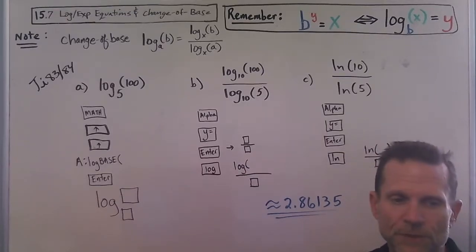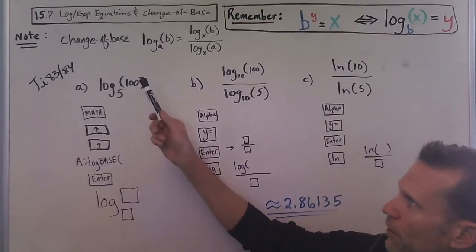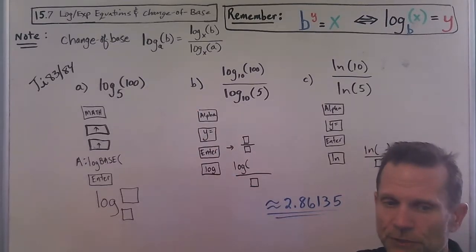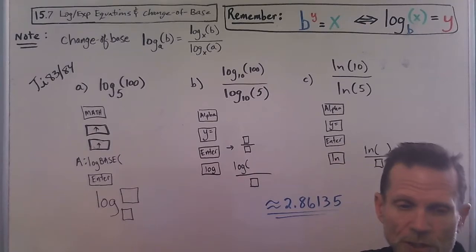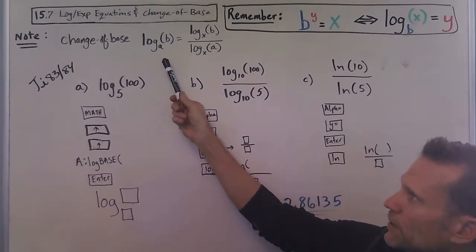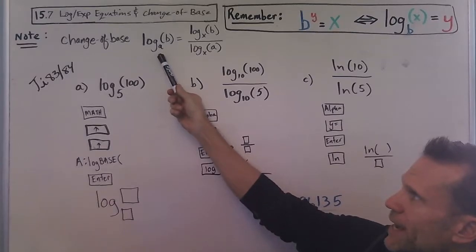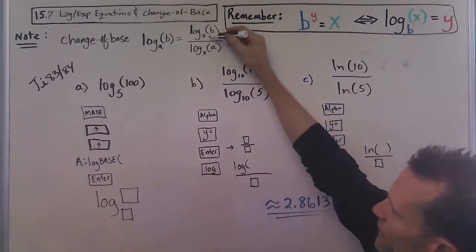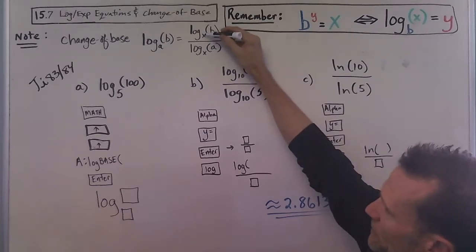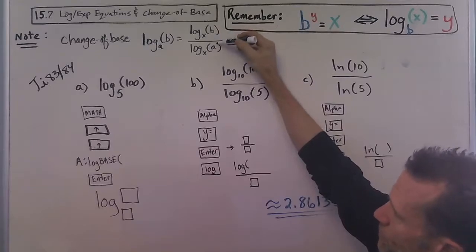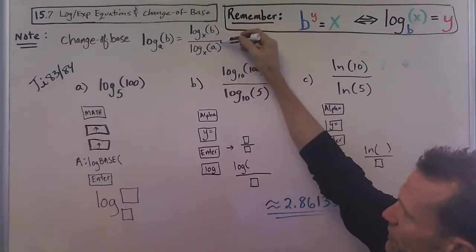Getting started with 15.7, we have logarithmic and exponential equations and change of base. We'll get started with change of base here. I wrote up the change of base formula here, and it says that if you have log base a of b, we can change that to this, where x is any base logarithm with x greater than 0. And it kind of changes into this form here.